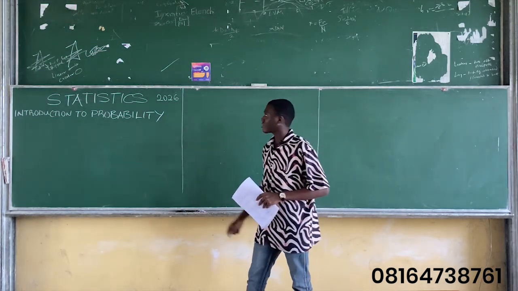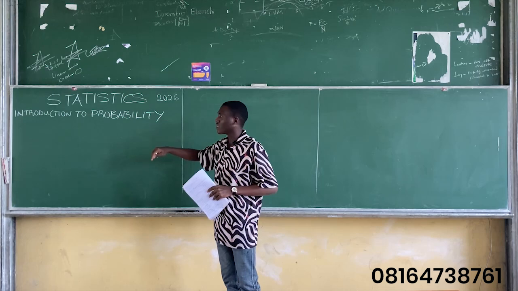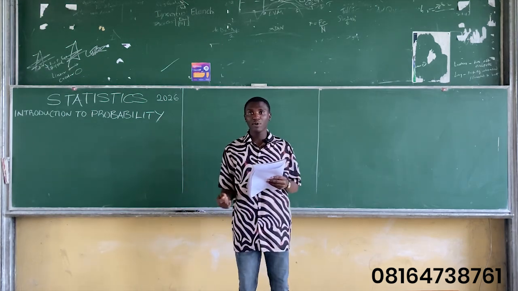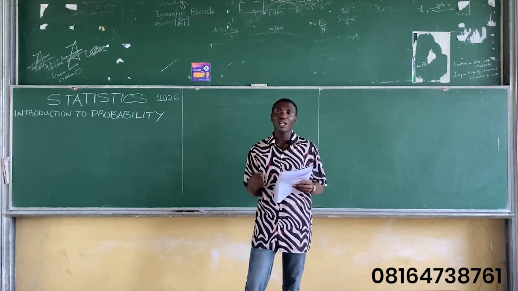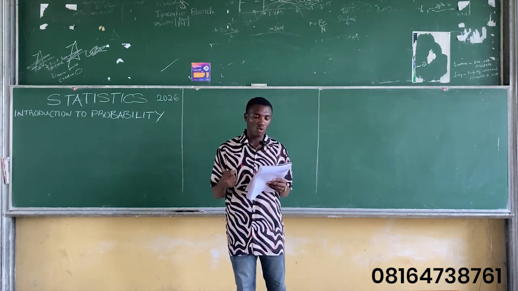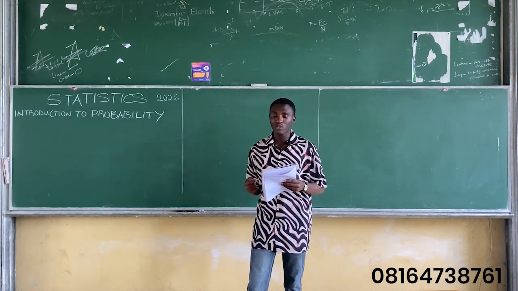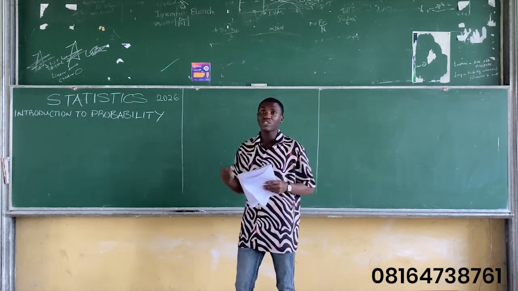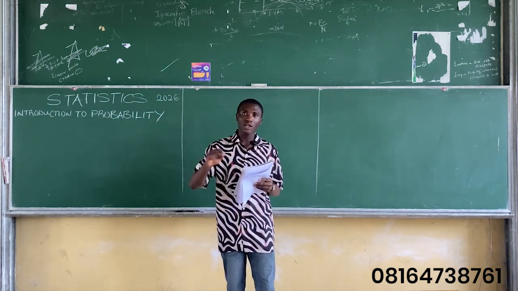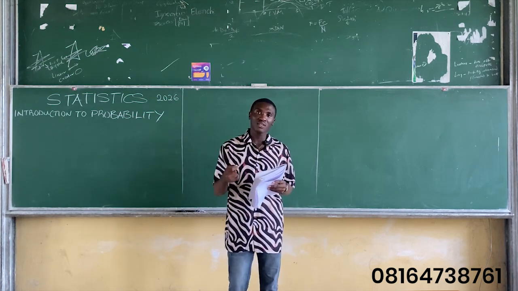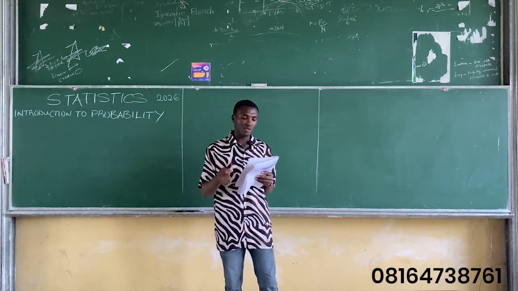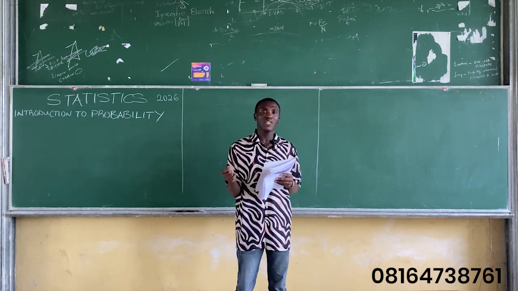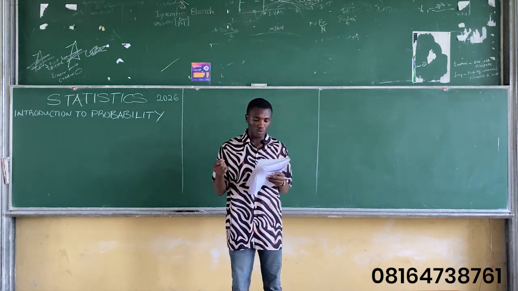Today, we'll be looking at statistics, under which we'll be taking the introduction to probability. Now, what is probability? Probability is the likelihood that an event will occur. It is represented by a number between 0 and 1 inclusive. If it is 0, it means that there is no likelihood of the event occurring, which implies that it is impossible. If it is 1, it means that the likelihood of the event occurring is certain, meaning that the event is definitely going to occur.